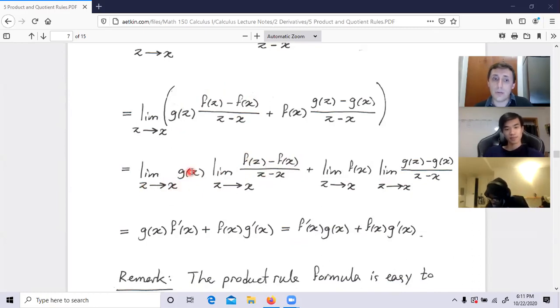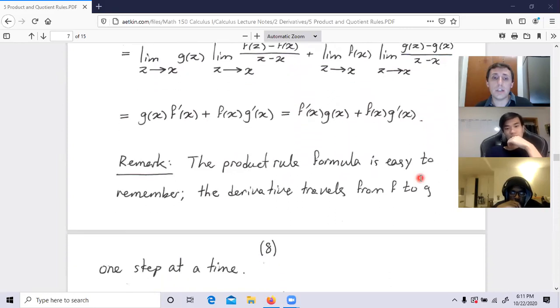And as z goes to x, g of z becomes g of x. That's because g is differentiable and therefore continuous. So I can just replace z by x. And here I have this derivative formula, which is very easy to remember. I think of it as a traveling salesman. The prime moves from the first function to the next.